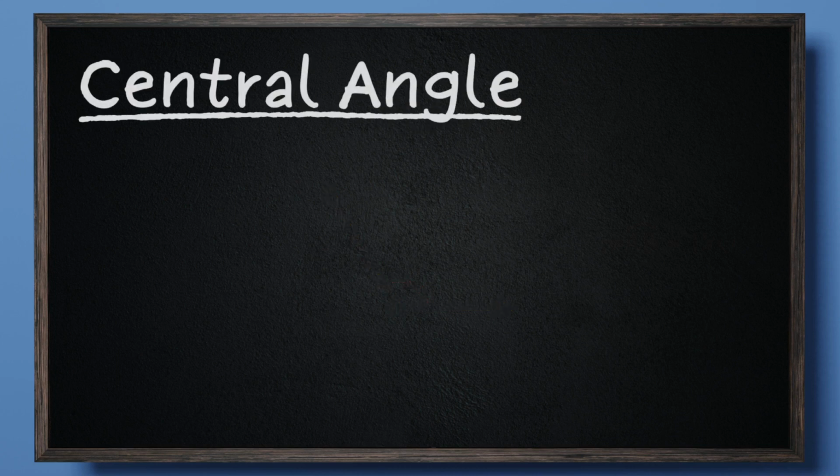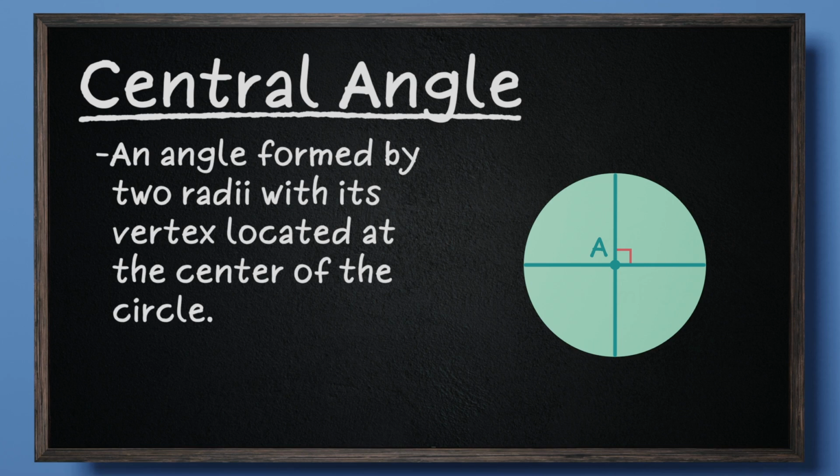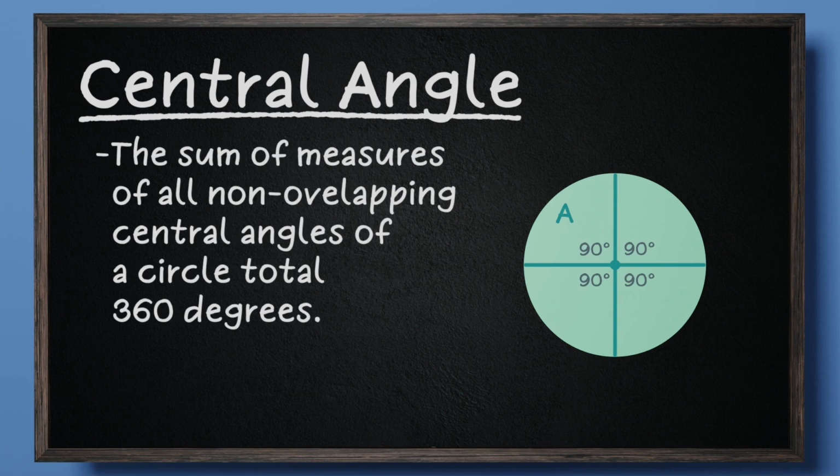The central angle will be our main angle of study for this lesson. Central angles are formed by two radii with their vertex located at the center of the circle. There are infinitely many central angles that could be formed inside a circle. However, the sum of measures of all non-overlapping central angles of a circle total 360 degrees. As you can see from circle A, there are 4 central angles measuring 90 degrees. 4 times 90 equals 360. Every non-overlapping central angle of a circle will always have a sum of measures totaling 360 degrees.